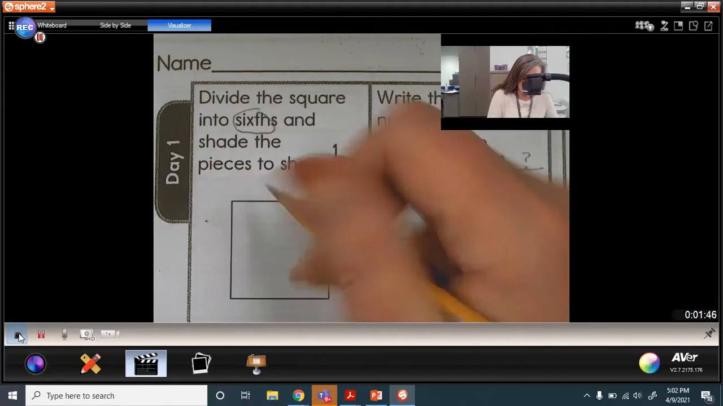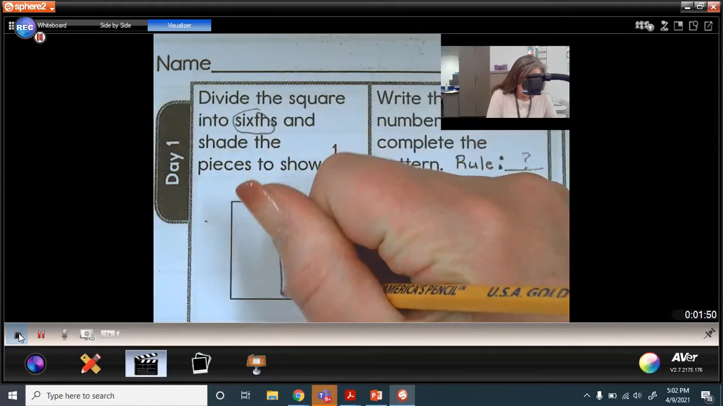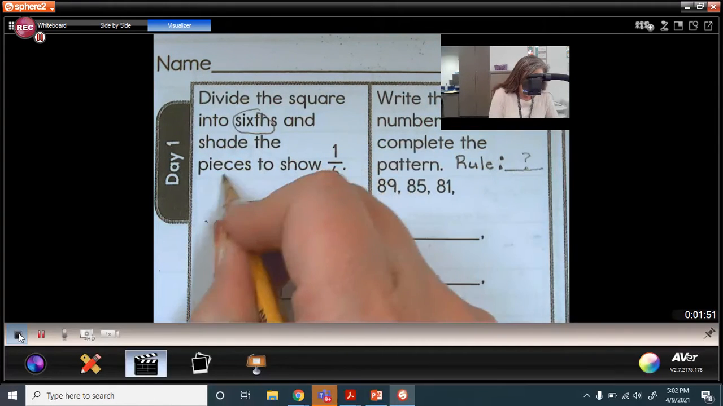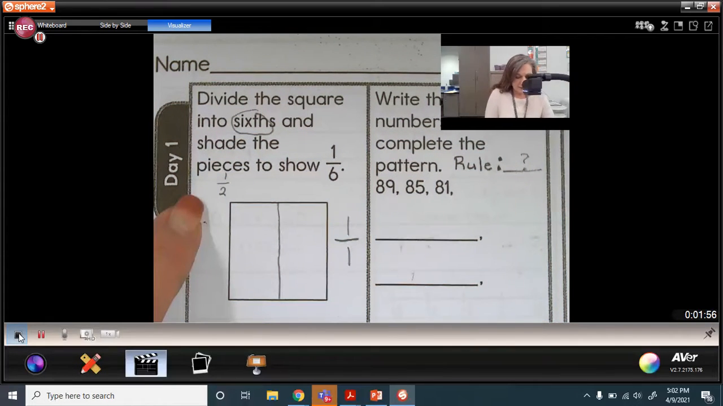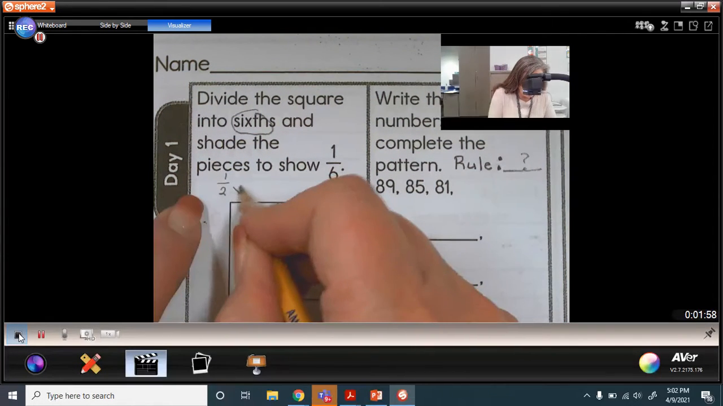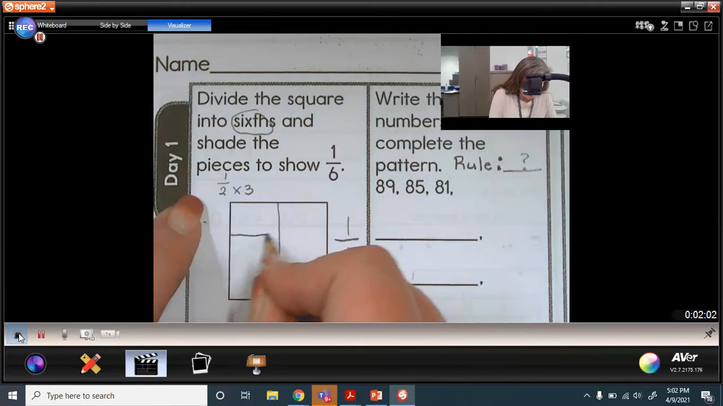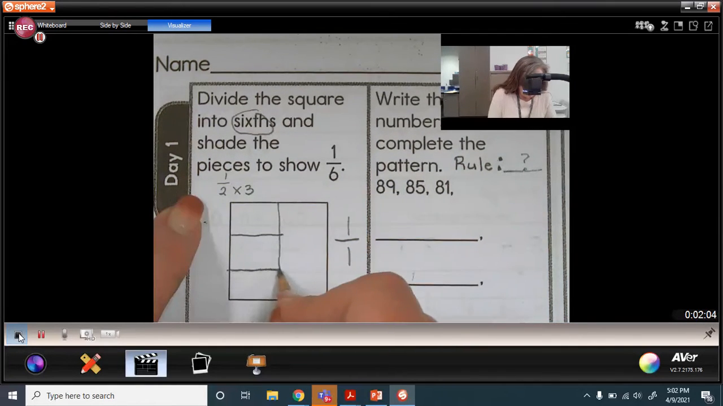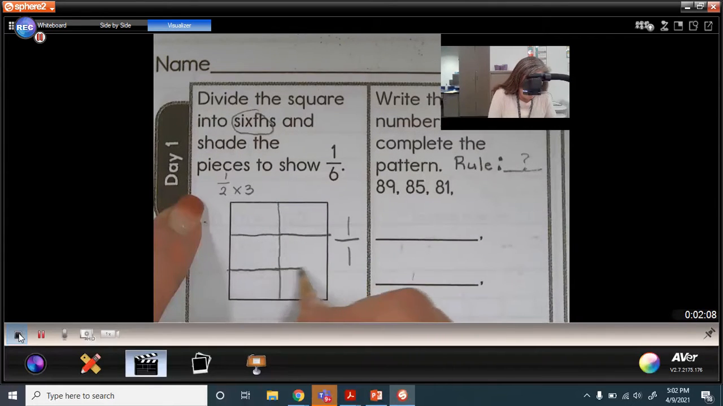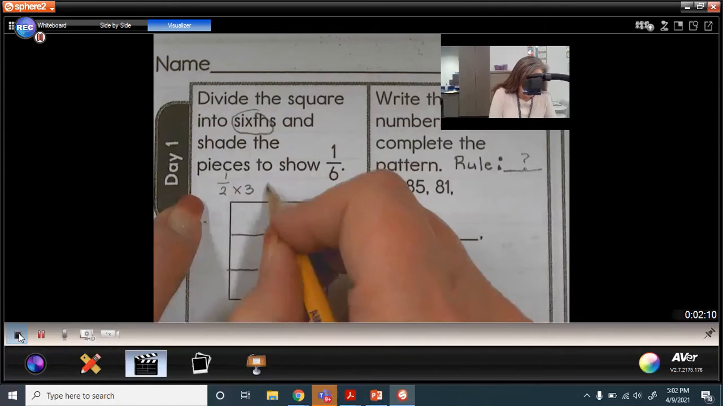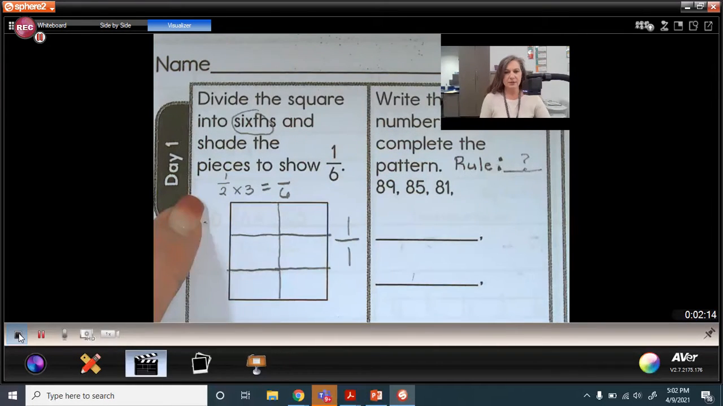So when I say half, okay, I'm just going to put that there. So if I have half, I could take each half and cut it into 3 more pieces to make sixths. So now I have 6 equal pieces instead of 2 equal pieces.